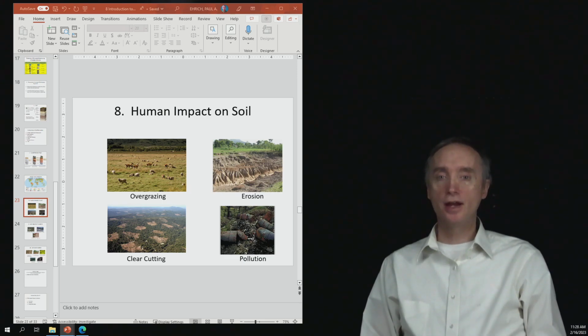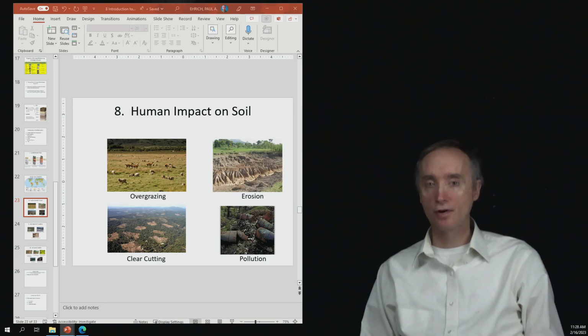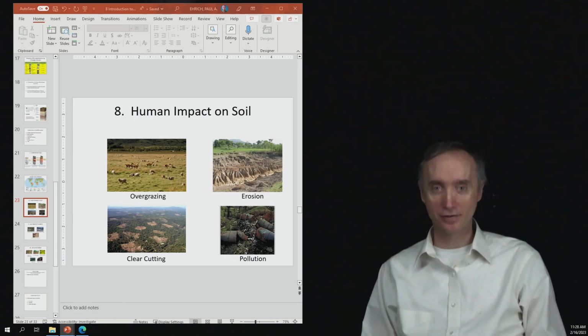Okay, so now that we know about soils, how do humans alter the soil? Well, one effect is overgrazing. So when animals come in and are eating the grass, remember that the grass is holding the soil in place. If you have overgrazing and all of those grasses are gone, then that soil is going to be more likely to have erosion, which is the second picture there.